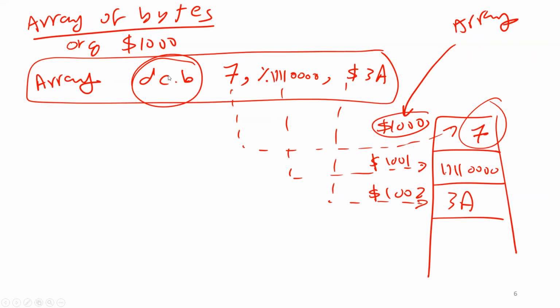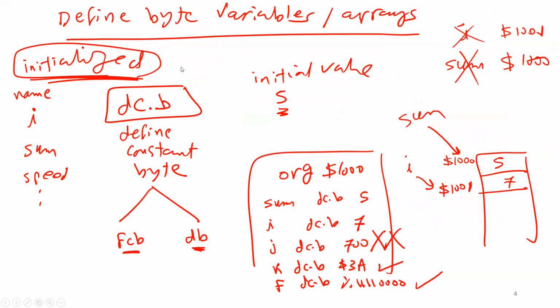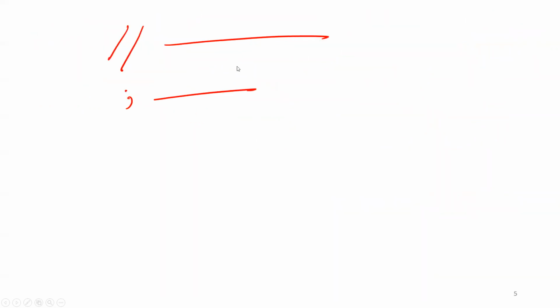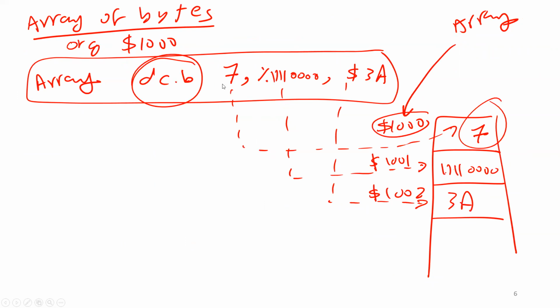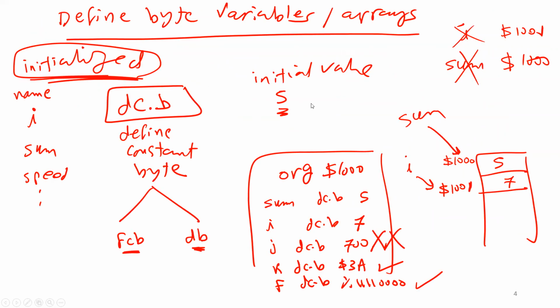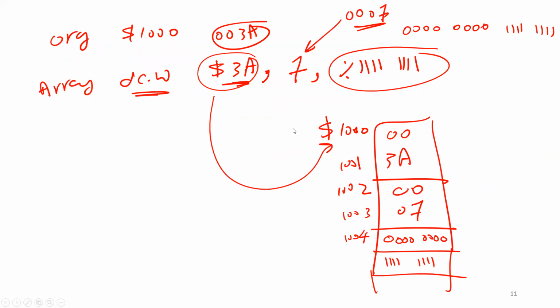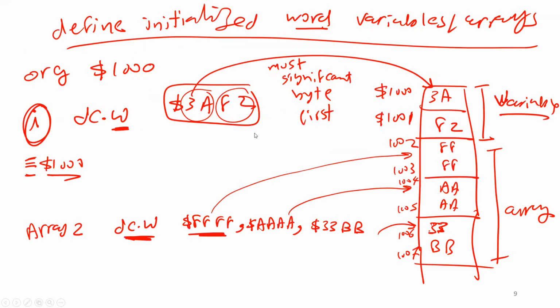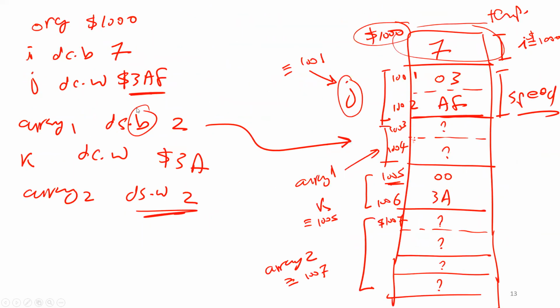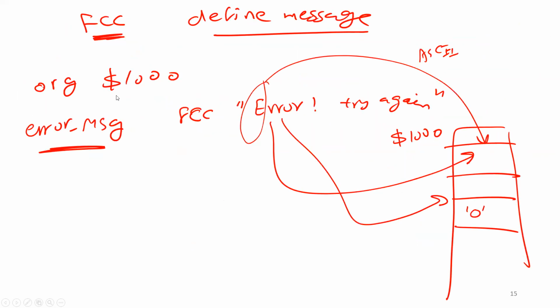Okay, and then if you change B to W, now it becomes for word. Again, I said for word, every element here or every variable here is going to take two locations, as I explained last time. Also, I explained ds.b and ds for uninitialized.